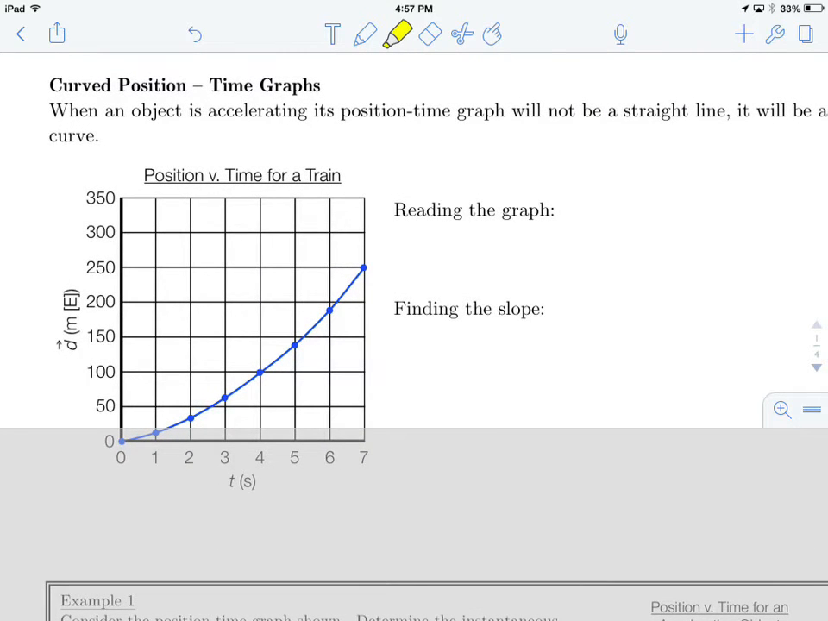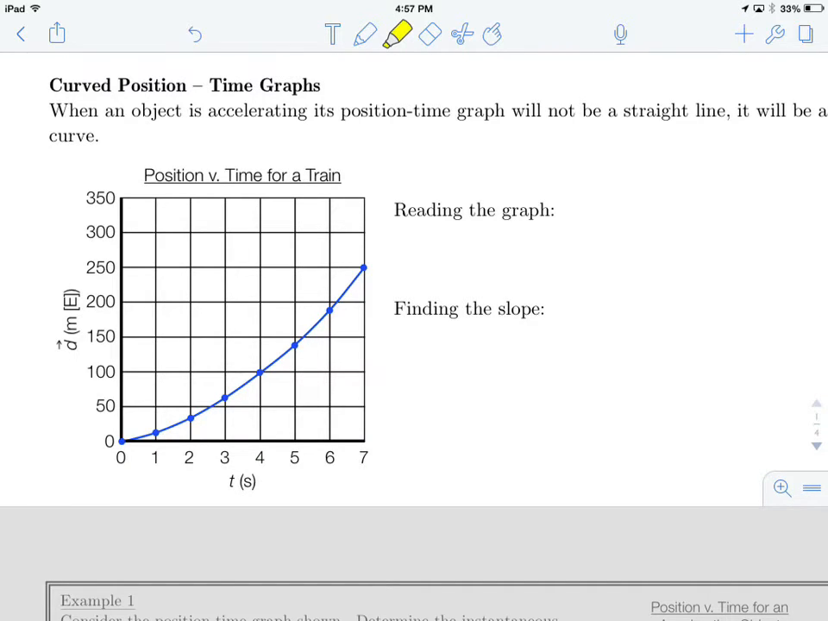Okay, so as we saw before, when we're talking about position time graphs for anything that's accelerating, we get a curve. And so here is an example of a position time graph for a train, and you can see that it starts at a displacement of 0 and ends up at a displacement of 250 meters east.